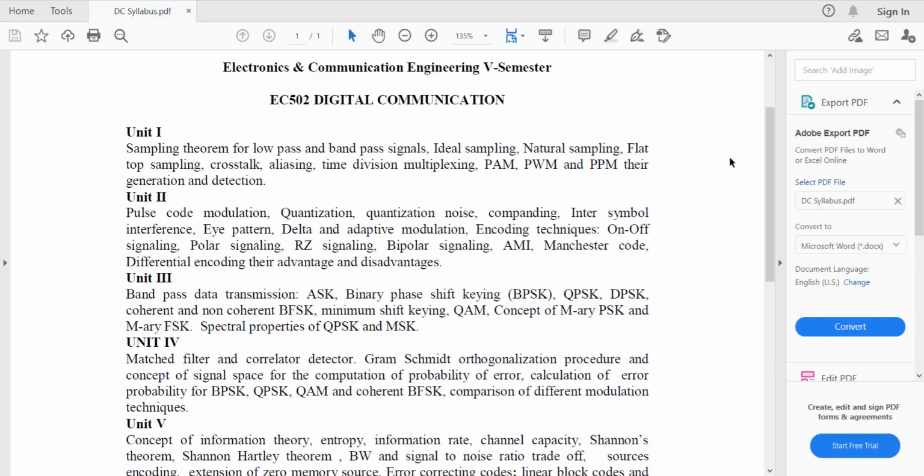So the unit 1, 2, and 3 are different, and that is the transmission part, and the unit 4 comprises of the receiver part. Okay, so the receiver part starts from the matched filter, which is used to improve the SNR of the received signal. Correlator detector is there, where we use the correlation to detect the received signal. Then we have Gram-Schmidt orthogonalization procedure, which is basically used for reducing the probability of error or the noise that is incorporated in the received signal.